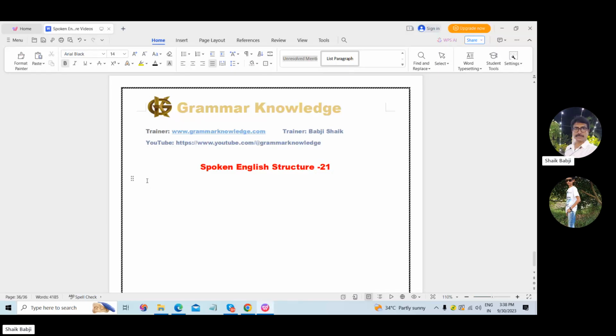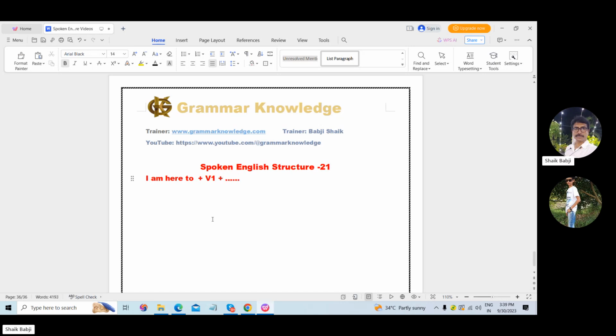Okay, in this session we are going to learn a new structure, that is 21st structure. Let's see what the structure is. The structure is "I am here to". After "I am here" we have to use "to", then V1, plus something.